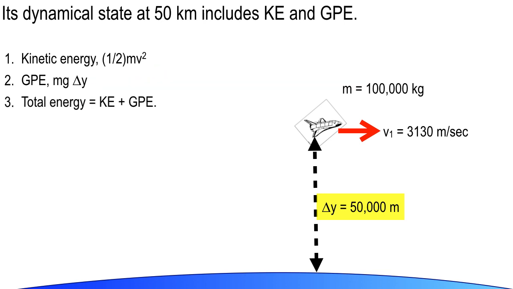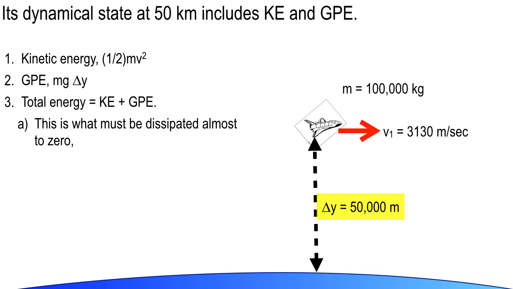The total energy is a conserved quantity. The total energy is kinetic energy plus GPE. The symbol for that is capital E, total mechanical energy. And this is what has to be dissipated almost to zero.